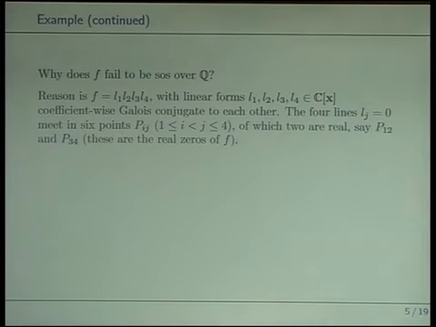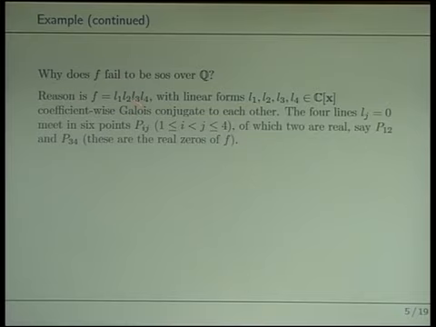Now, why is it not SOS over the rationals? This depends on the fact that f is in fact a product of four linear forms with complex coefficients. I don't write down the coefficients of these linear forms; I could, but it's not needed. The coefficients are again algebraic numbers, and these four factors are mutually Galois conjugate to each other.